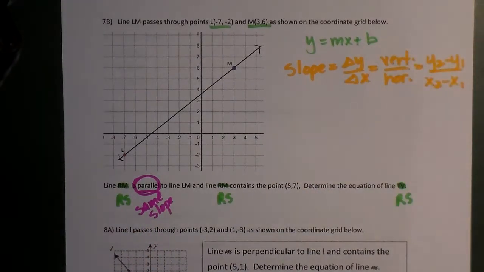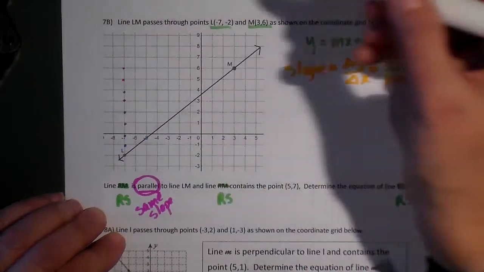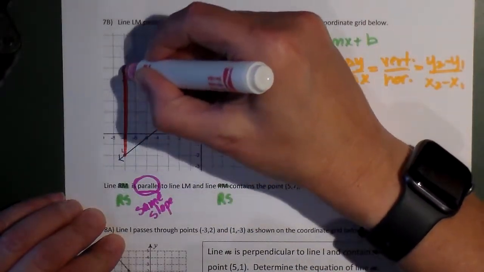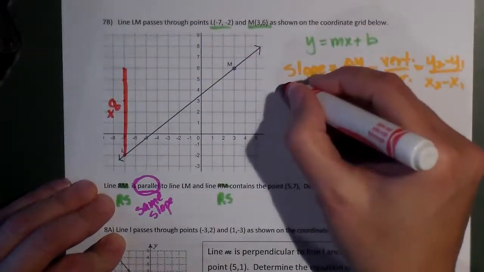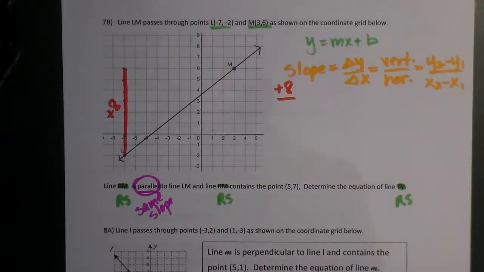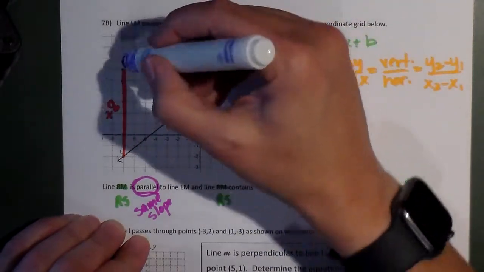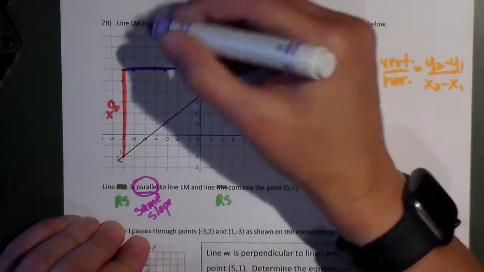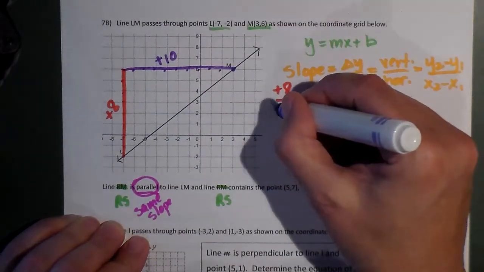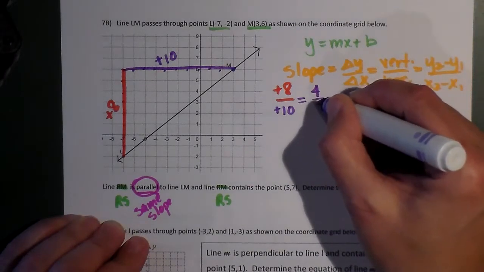Okay, so let's find the slope of LM first. Let's do our vertical change, because remember slope is vertical, so I'm going to go up 1, 2, 3, 4, 5, 6, 7, 8. So I'm going up 8. That's positive 8. So my slope has a positive 8 for the vertical change. Now let's look at the horizontal change. 1, 2, 3, 4, 5, 6, 7, 8, 9, 10. So I've got a horizontal change of plus 10. Okay, so when you reduce that, you get 4/5.